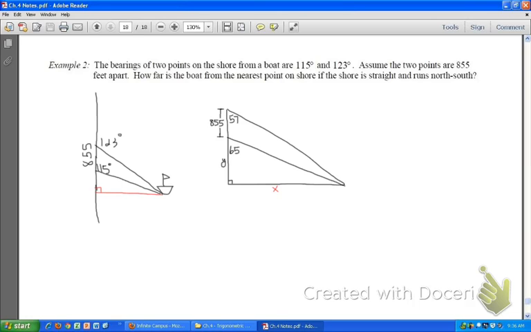Okay. So we can write that the tangent of 57 degrees is equal to the opposite side. How are you going to write the opposite side for that, though? X. Yeah. All over the adjacent side, which is 855 plus y. Very good. So that's one of the equations that we can work with.